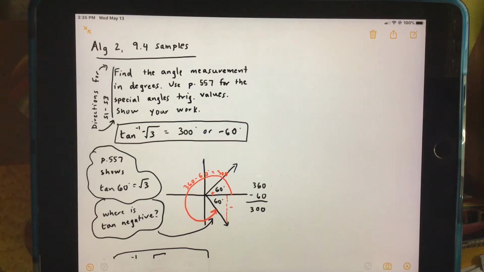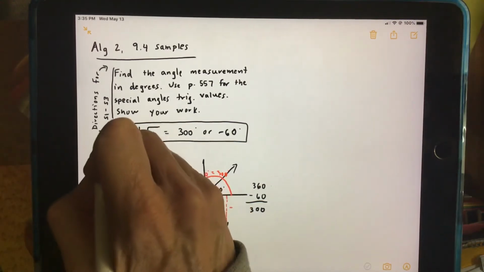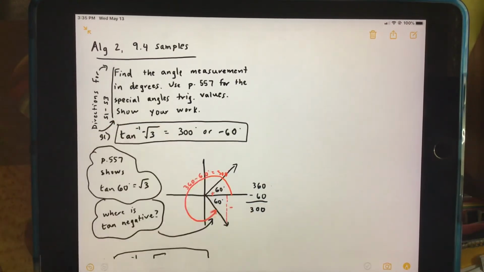So on sample 1, we are asked to figure out what is the angle whose tangent is negative square root of 3. We're going to find out that it's 300 degrees. That also can be written as negative 60 degrees. Let's see how that works. We're going to go ahead and mark this in as sample 1.